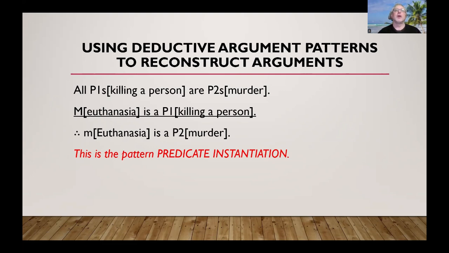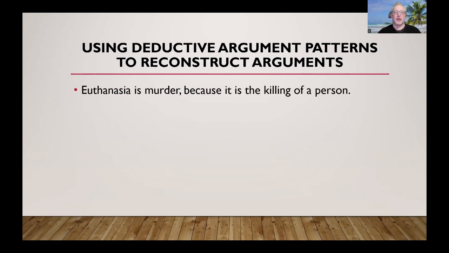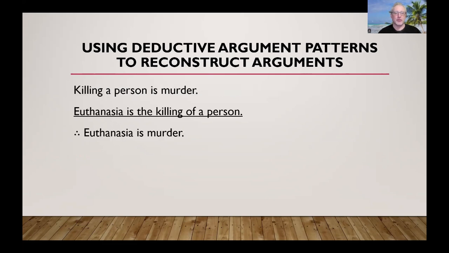But in order to fit the pattern, we had to add the all. The original statement was euthanasia is murder because it is the killing of a person. Killing a person is murder was the implied premise.